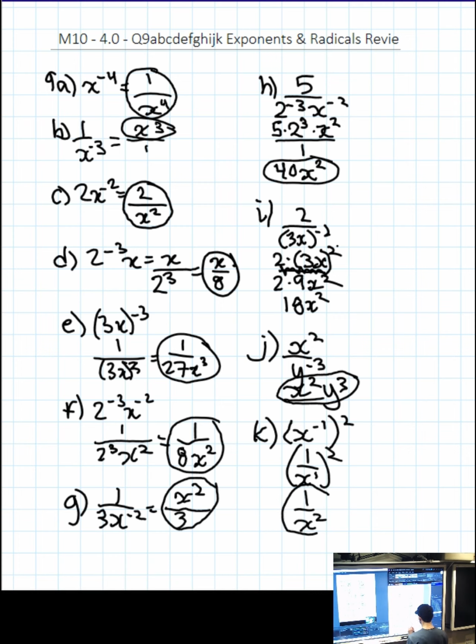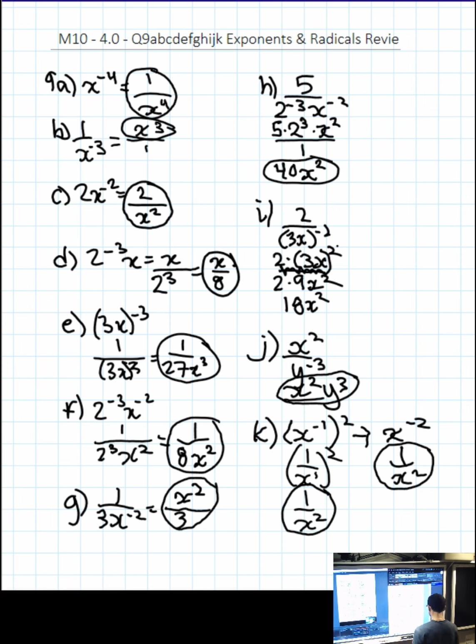Circle our answer. Or we could have just instead multiplied our exponents right away. Negative 1 times 2 is negative 2. Then we have x to the negative 2, which is 1 over x squared. Just reminding you that you can do anything in any order that you want. You just can't break the rules.